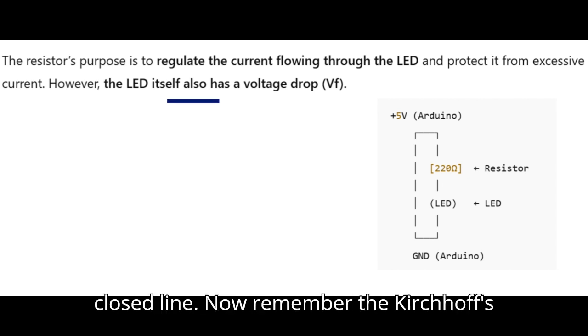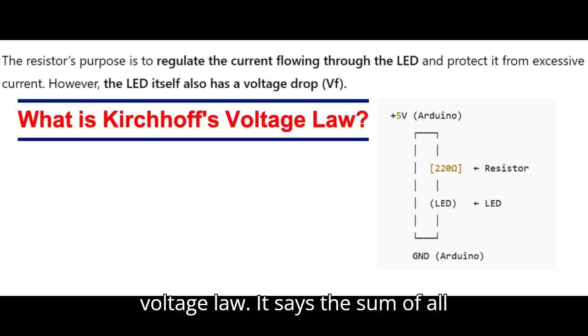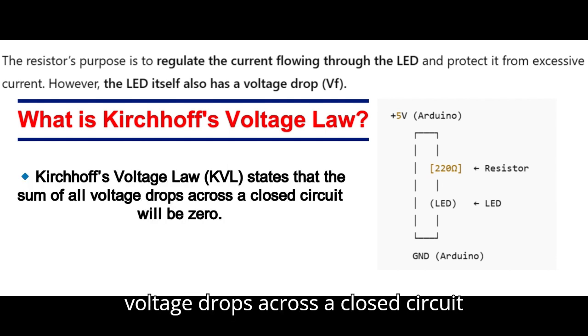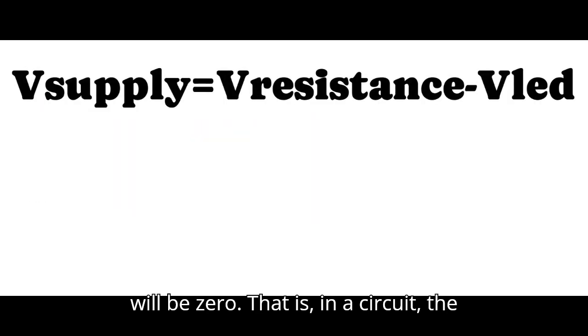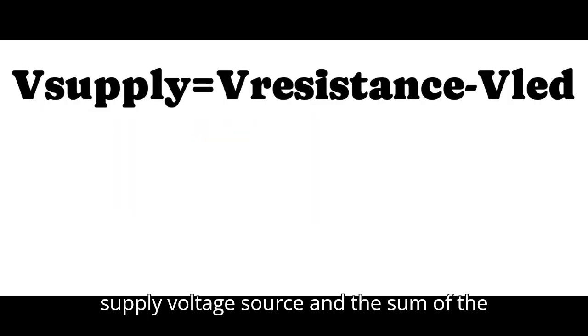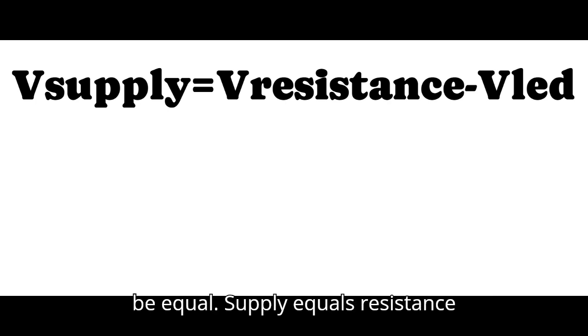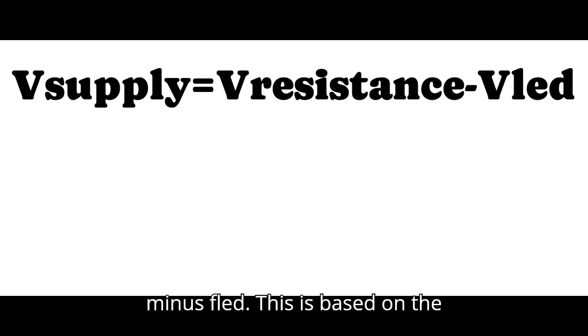It looks like a closed loop? Now remember Kirchhoff's voltage law. It says the sum of all voltage drops across a closed circuit will be 0. That is, in a circuit, the supply voltage and the sum of the voltage drops across the components must be equal. Supply equals resistance plus LED.